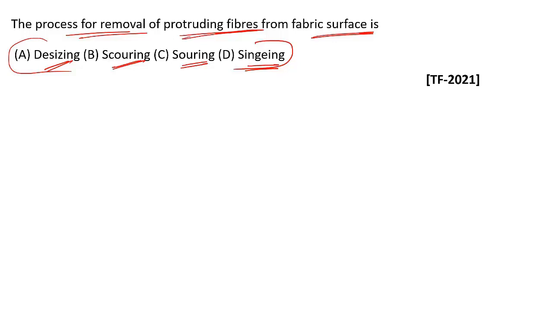Souring: in souring, the leftover caustic soda is removed, and so on and so forth. Whereas the singeing process refers to the burning for removal of protruding fibers from the surface of the fabric. It helps to produce an even fabric. So in singeing, the protruding fibers are removed.